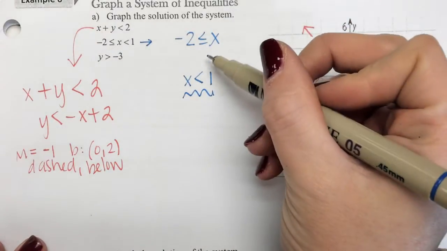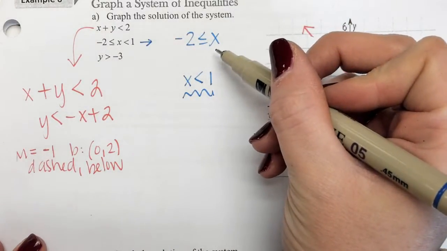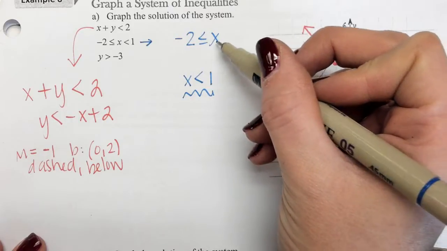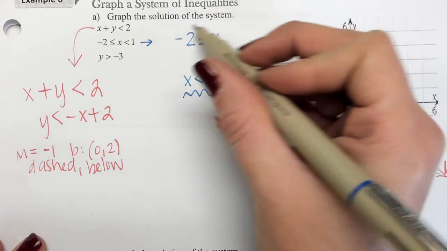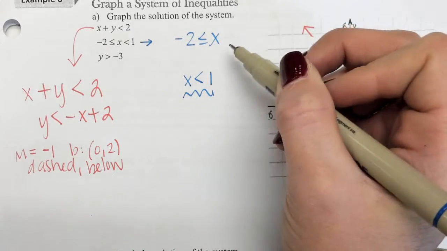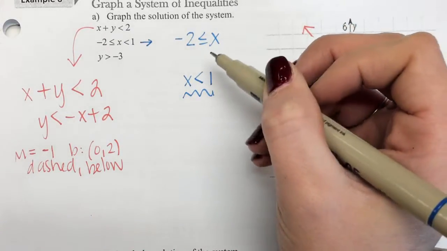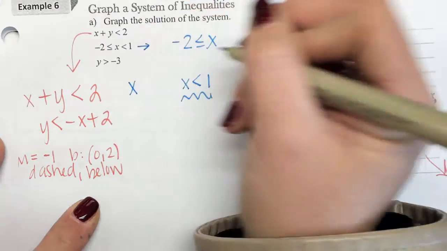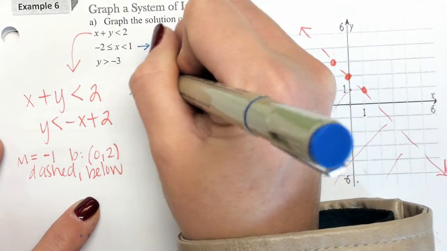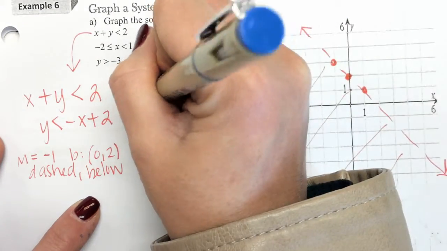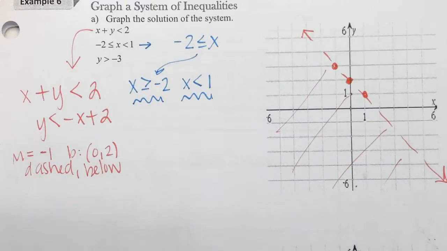What do I need to do here? What do I need to do here to graph it? Yeah, Mackenzie said x is greater than or equal to negative 2. She did what there? Just swapped them. That's all you have to do on this one. Swap everything, including the sign. Alright, this is going to be on your test.